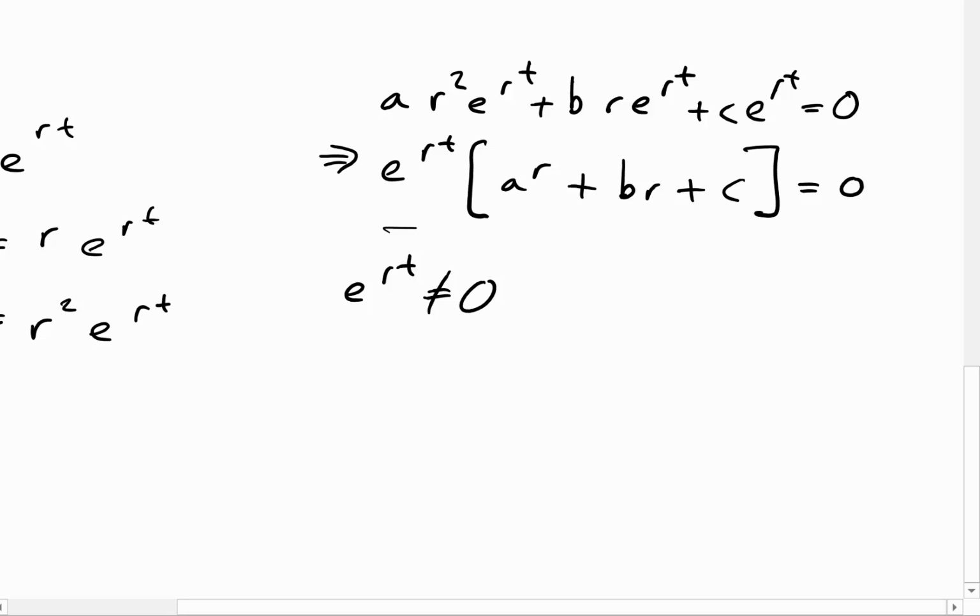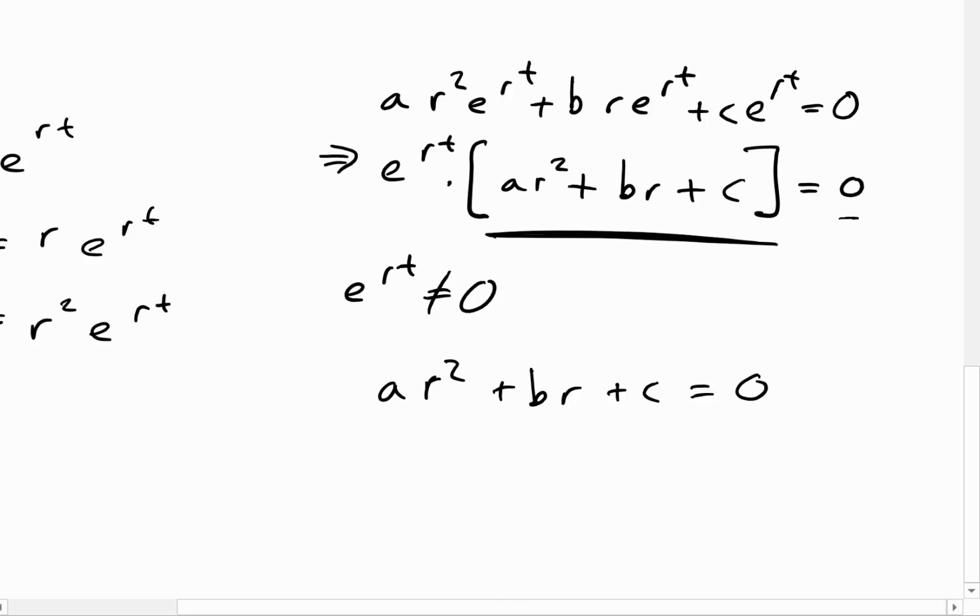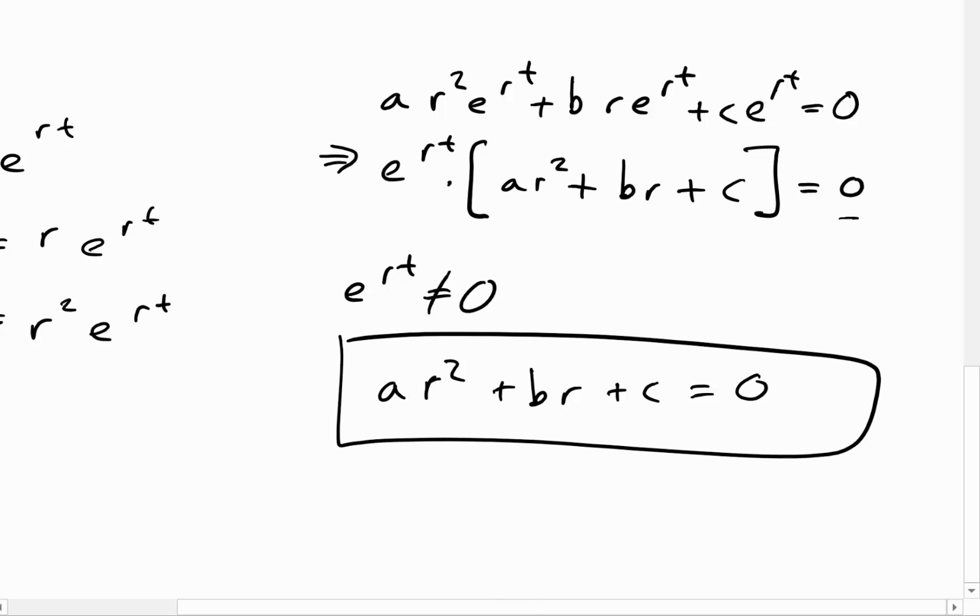So in other words, we've got two things being multiplied together: e to the rt times that thing, and it's equal to 0. If two things multiplied together equal 0, then one of them has to be 0, and we've just established that e to the rt cannot be 0. So this thing in the brackets, a r squared plus b r plus c, must be equal to 0. What we've derived there is something called the characteristic equation.